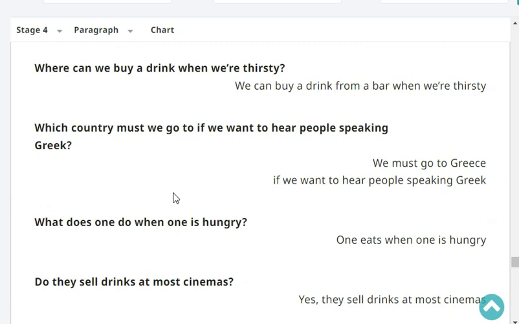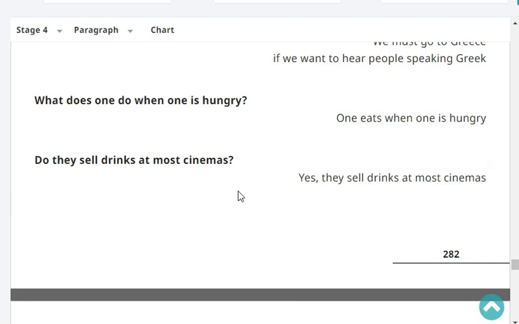Okay. Which country must we go to if we want to hear people speaking Chinese? We must go to China if we want to hear people speaking Chinese.